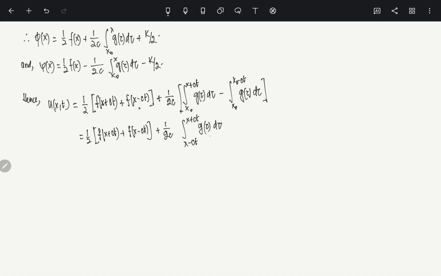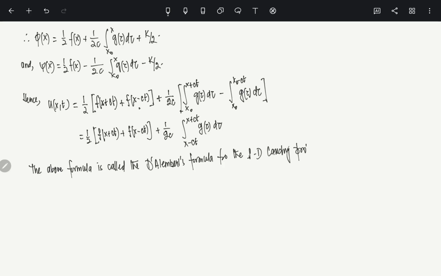This formula is a very important formula. It is called the D'Alembert formula, the solution for the Cauchy problem. So the above formula is called D'Alembert's formula for the one-dimensional Cauchy problem, the 1D Cauchy problem. Is it okay?